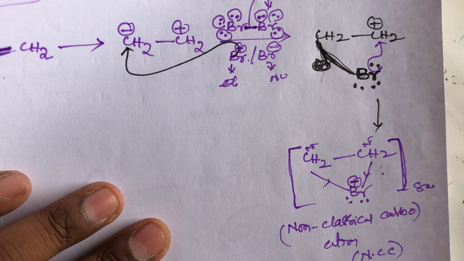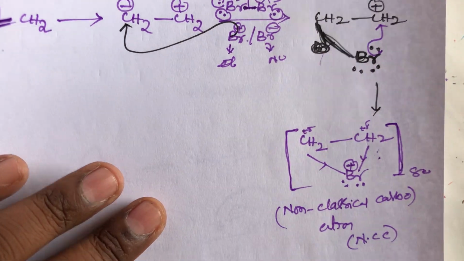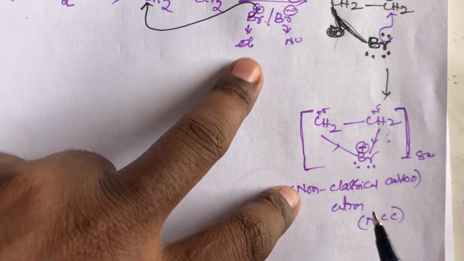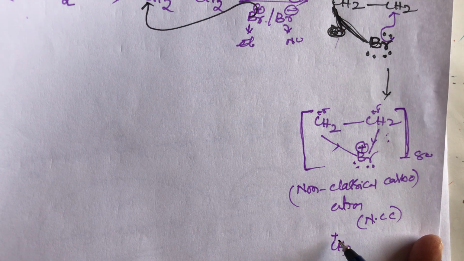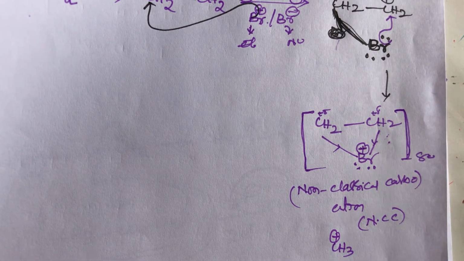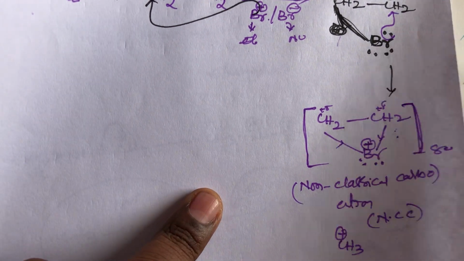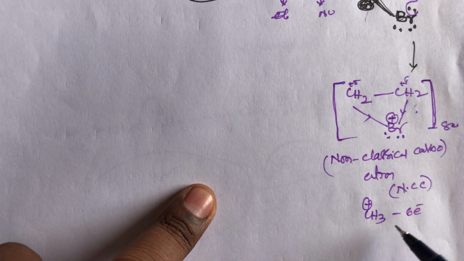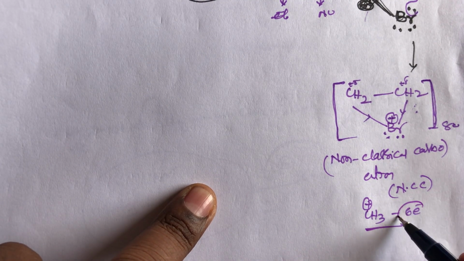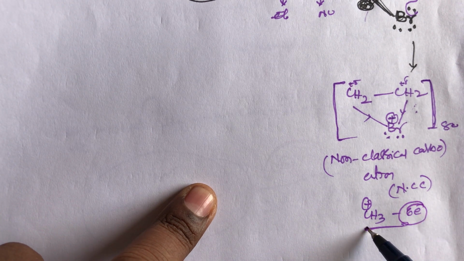Non-classical carbocation is more stable than classical carbocation. What about classical carbocation? Students, for classical carbocation, simply remember CH3 plus. This is called classical carbocation because it has an incomplete octet. It contains only 6 electrons, so that is why it is called classical carbocation.